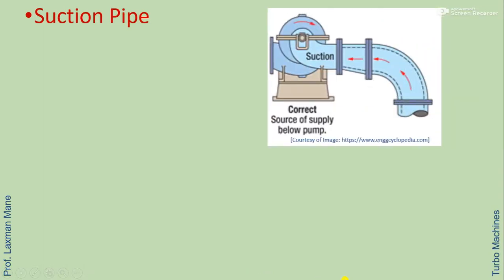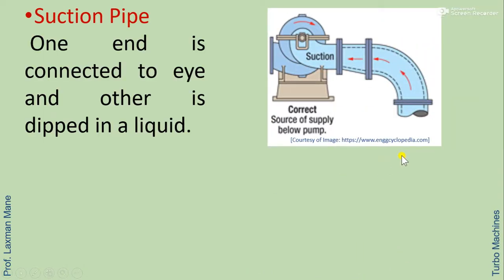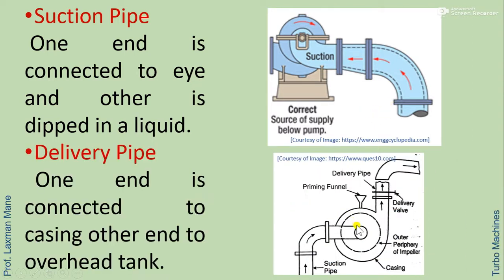Suction pipe. One end of this pipe is connected to eye and other is deep in liquid. Delivery pipe. One end of delivery pipe is connected to casing and other end goes to overhead tank.